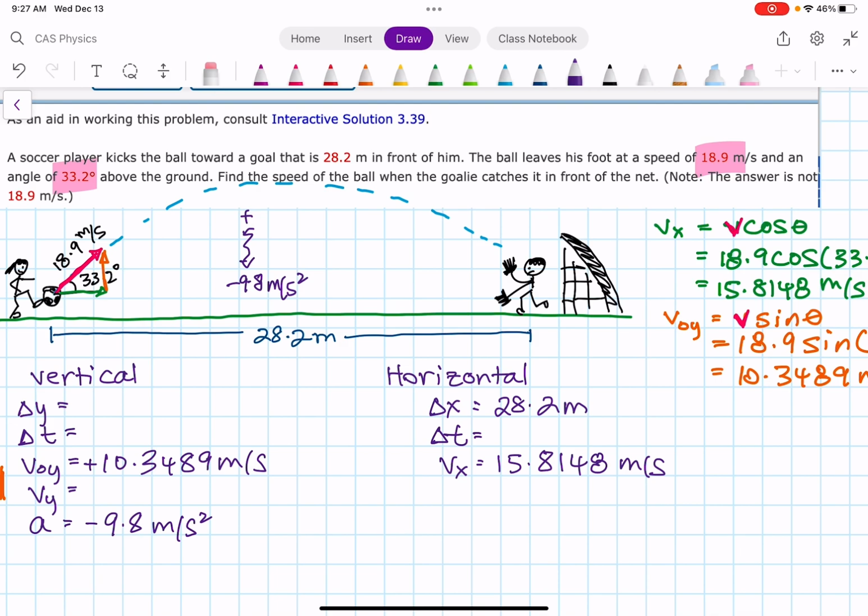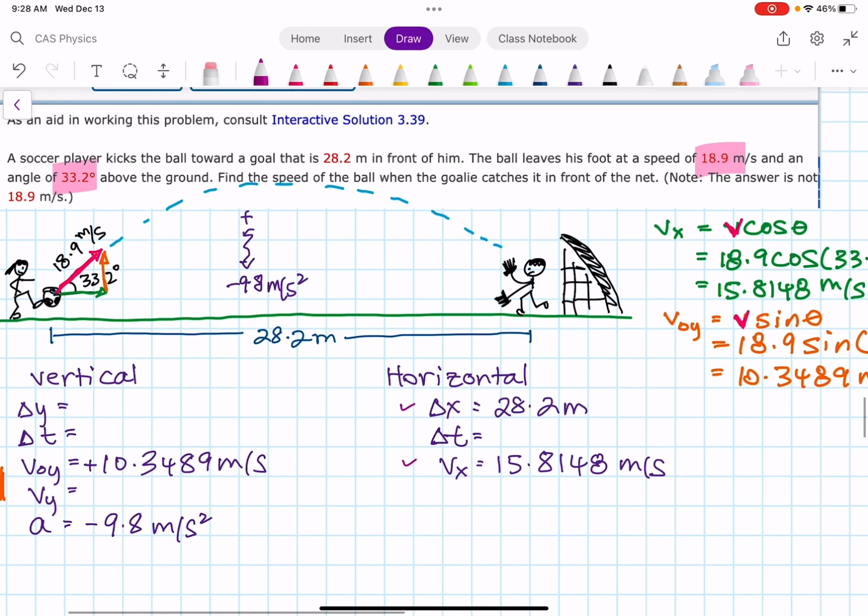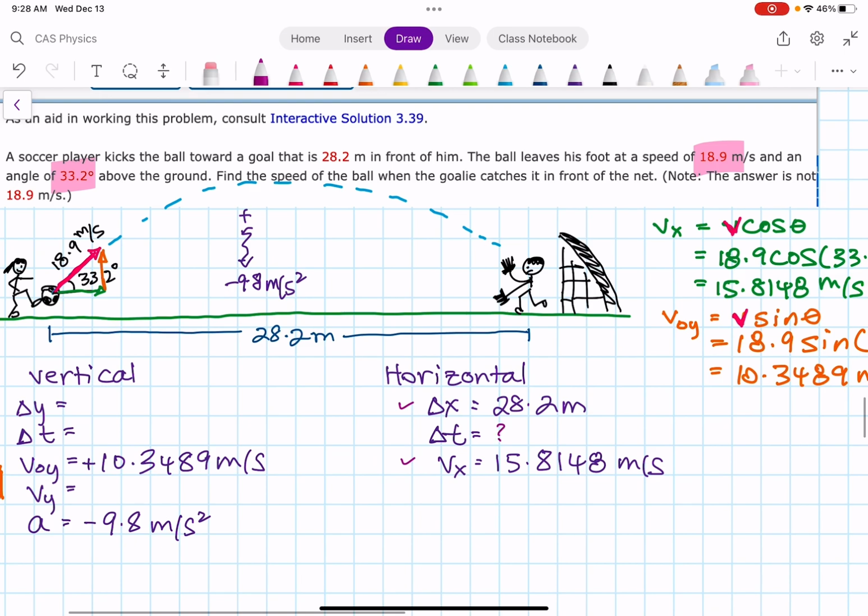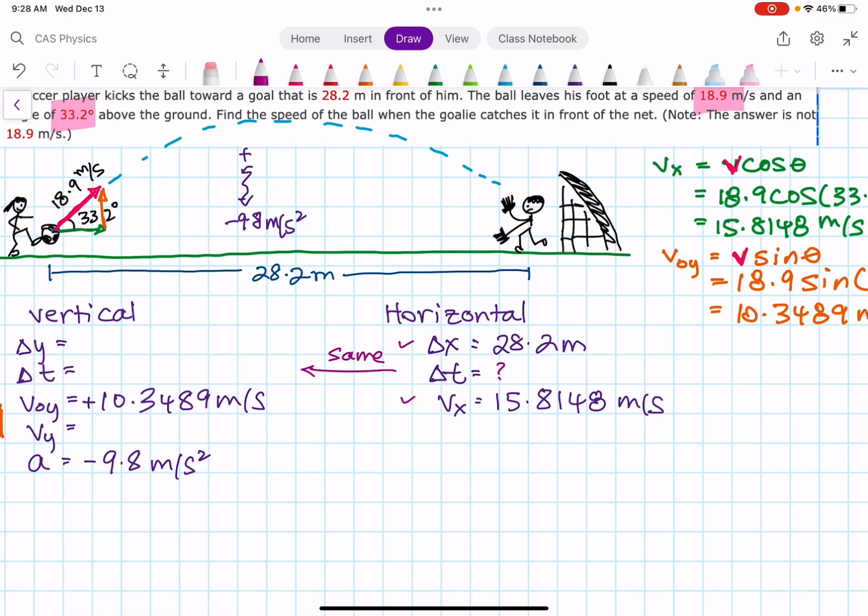Now, there might be a temptation to put in something here. Like, do we know the vertical height? It doesn't tell us anything about it, so we actually don't know, because he could have caught it up in the air or he could have caught it at the same level. We just don't know. So what we do know is that we know two things on this side. What we can do is figure out the time, and the time is the same. Whatever I find for that time in the horizontal, I can plug it into the vertical. All right, so let's do that.